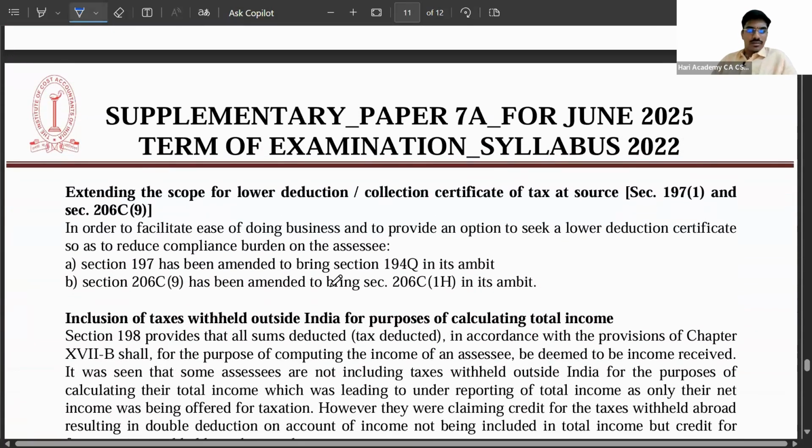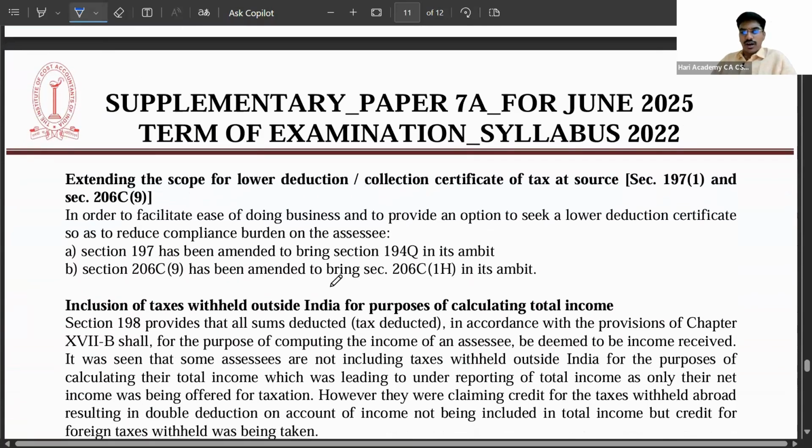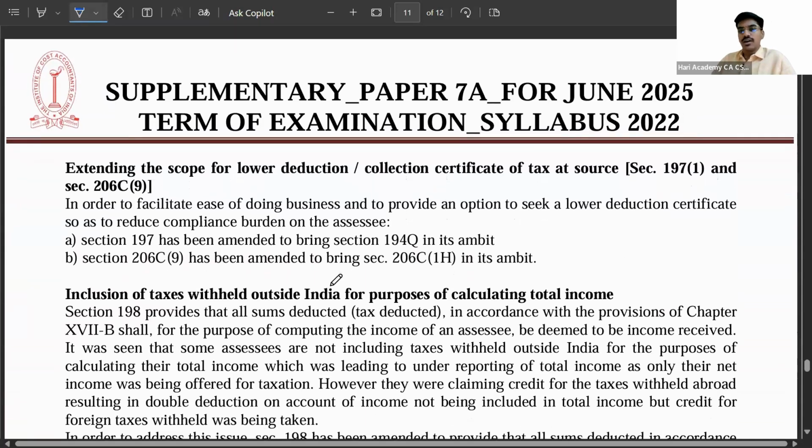Next is 194Q. Earlier there was not an option to seek a lower deduction certificate (LDC). Now they have included that. 194Q is that new section wherein you have to deduct TDS if your purchases are going to be more than a certain limit, at 0.1% on purchase of goods. Now they are eligible for seeking the LDC.